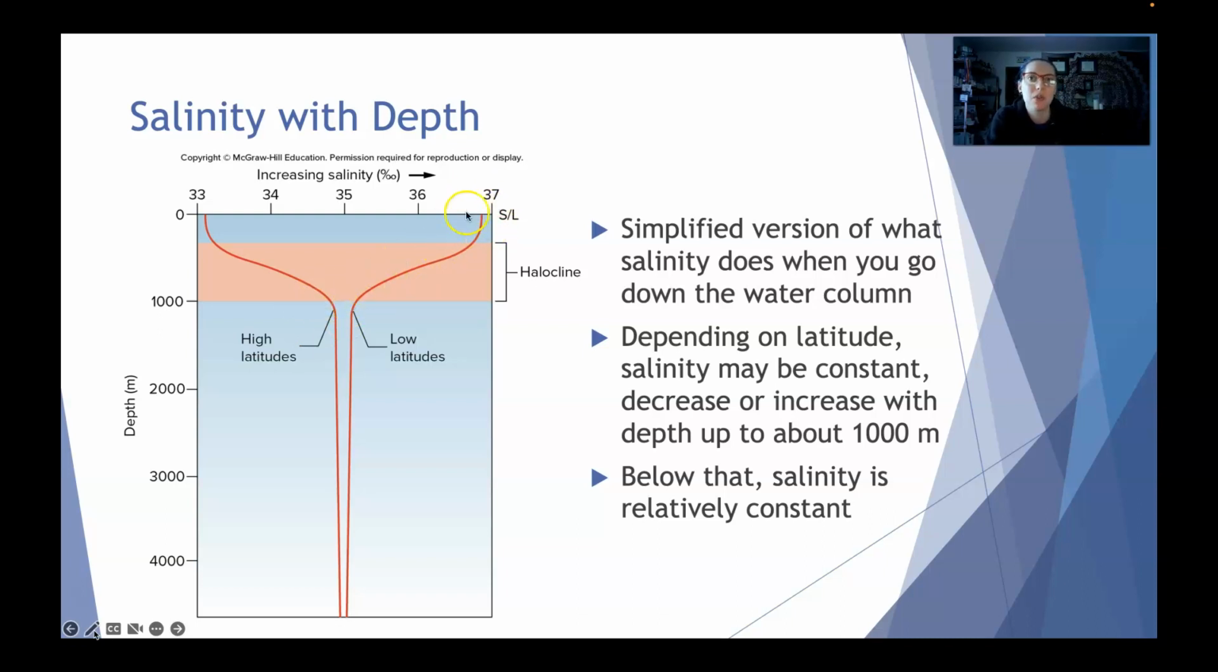So we would see most of these variations in the surface waters, and then we would see a pretty sharp either increase or decrease in the salinity values. So in the higher latitudes, the salinity tends to be lower than in the lower latitudes. Again, it kind of just depends on where in the world we're talking about, but this is just an overall simplified version of that.